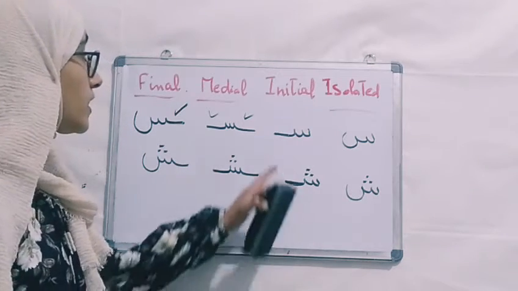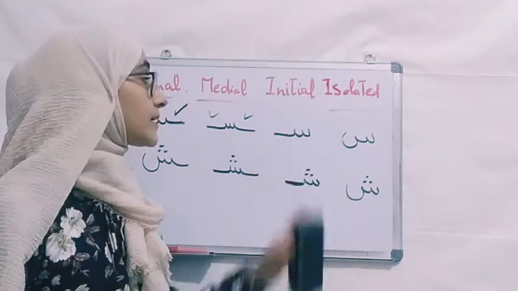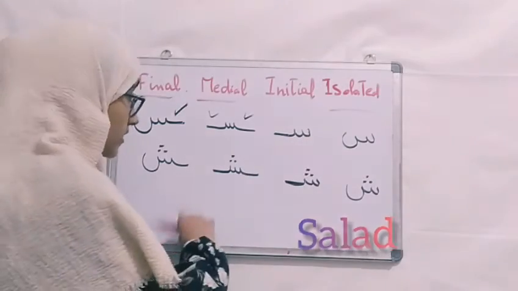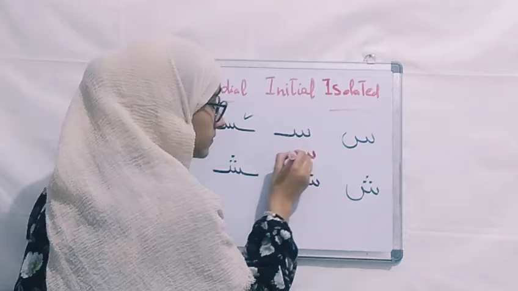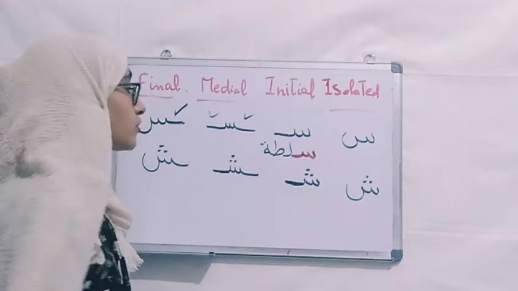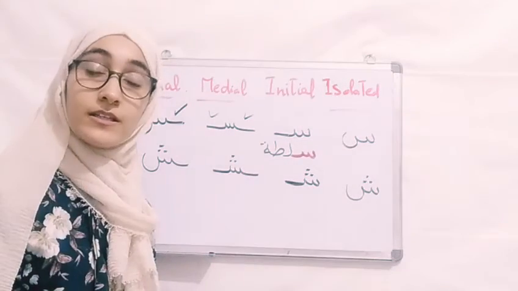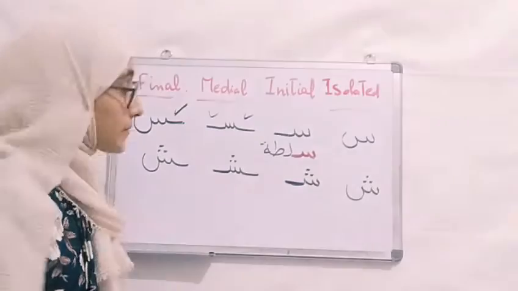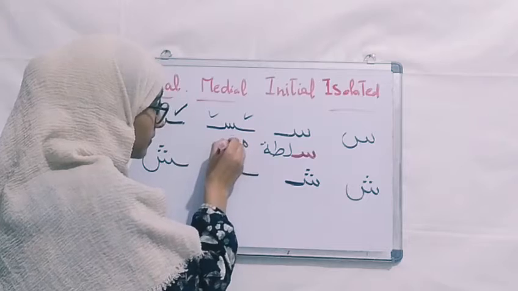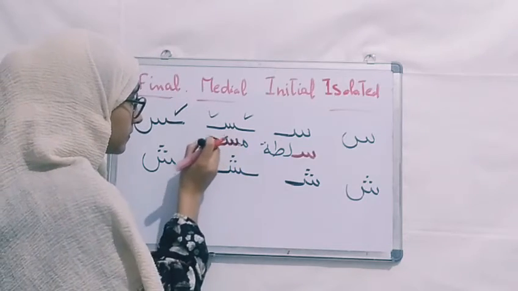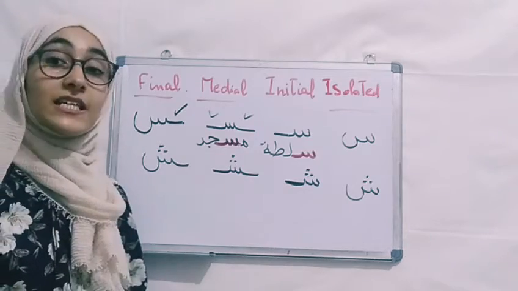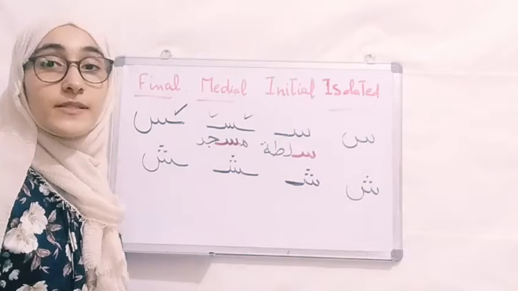So let's give an example. For example, in initial form, sin: salata. Salata means salad. In the intermediate form, we have masjid. Masjid means mosque. And in the final form, we have shams. Shams means sun.